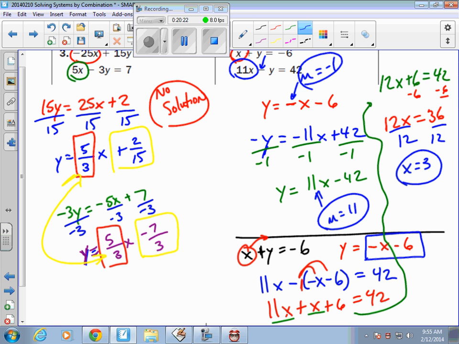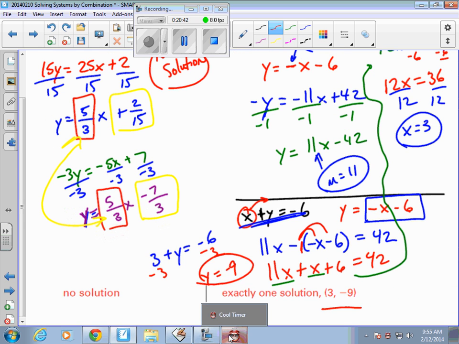You need to plug it back into one of the equations. This was the easiest equation, x plus y. So x's value is 3 plus y equals negative 6. Get rid of plus 3 by subtracting it on both sides. And y equals negative 9. I know I made a big mess all over the place. But x comma y, 3 comma negative 9.